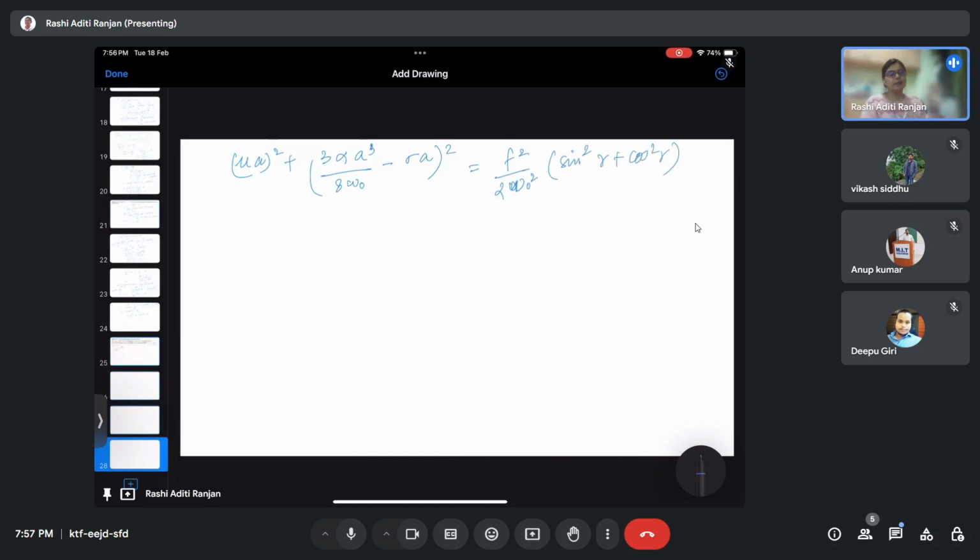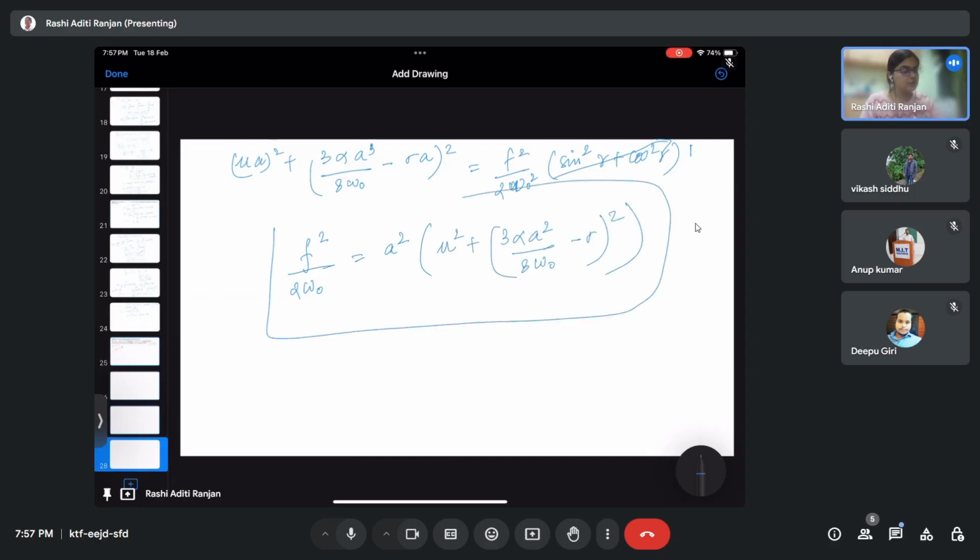Likewise, I have eliminated the gamma. This is going to be 1. So what am I going to get? I have the equation f square by 2 omega naught is equals to a square into mu square plus 3 alpha a square by 8 omega naught minus sigma whole square.